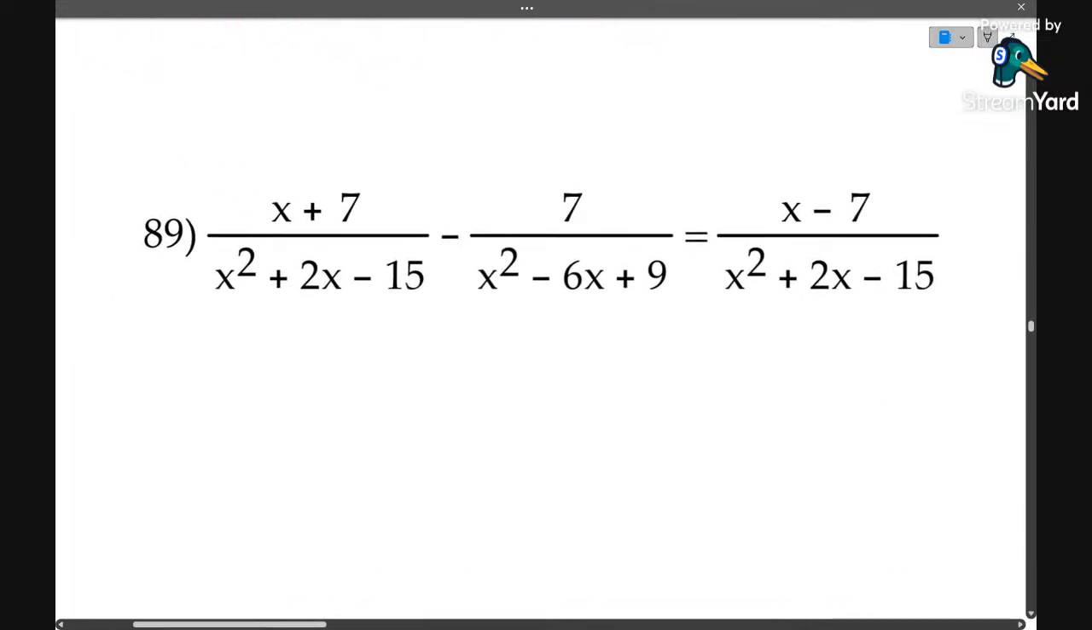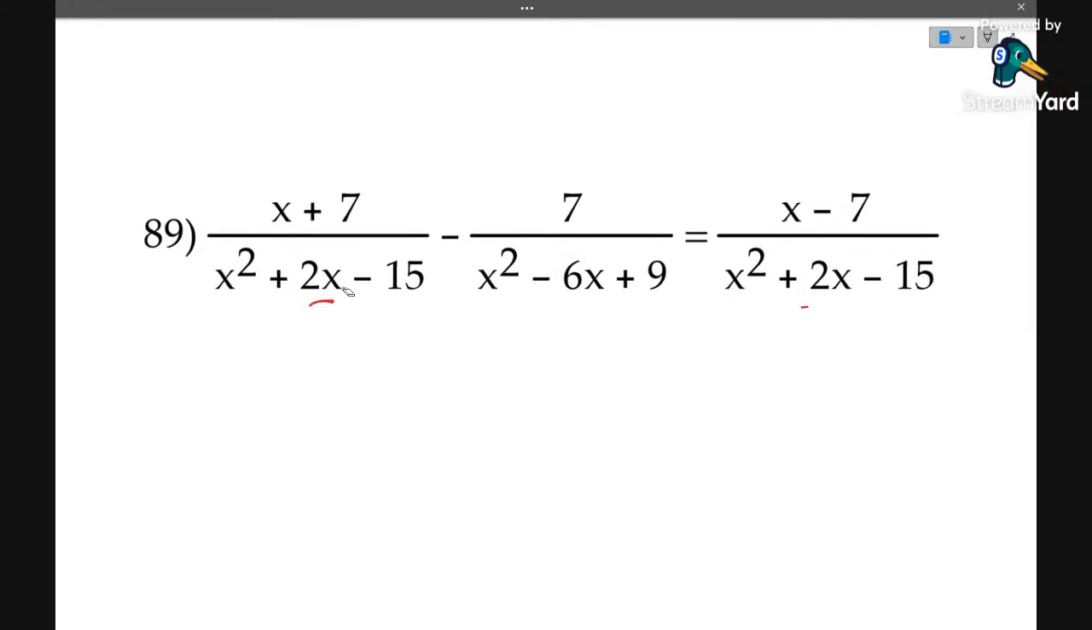So we'll factor to look for our least common denominator. We see that these two are the same, so we only have to factor 2 of these polynomials, not all 3.